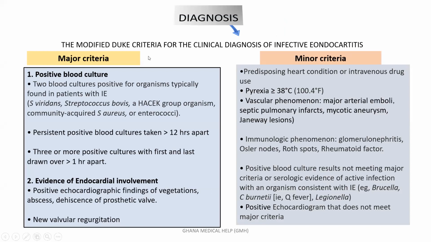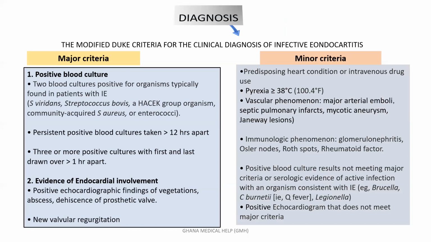We are using the modified Duke criteria for the clinical diagnosis of infective endocarditis. So we have the major criteria and the minor criteria. The major criteria: we have positive blood culture and evidence of endocardial involvement.